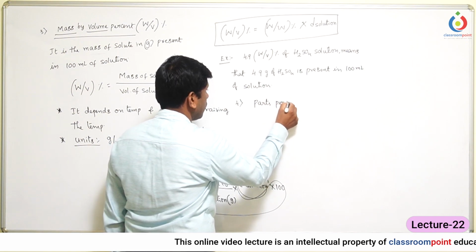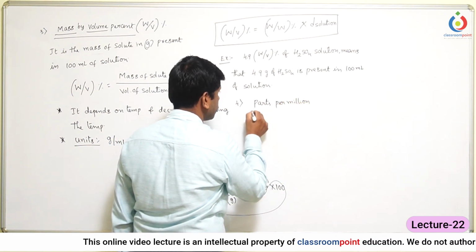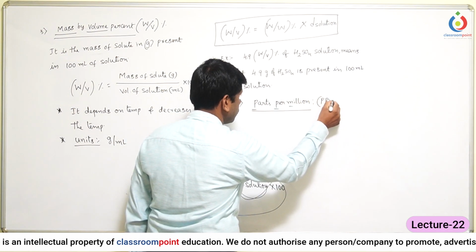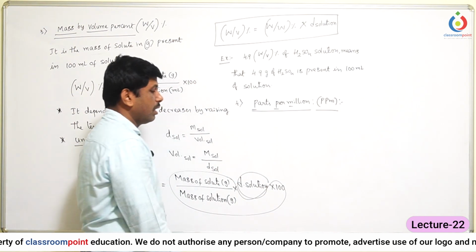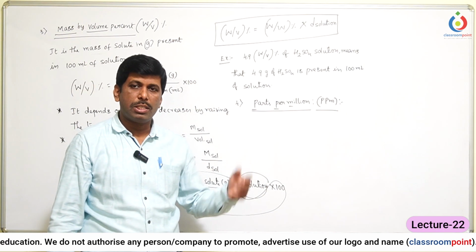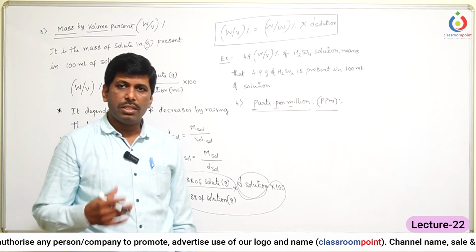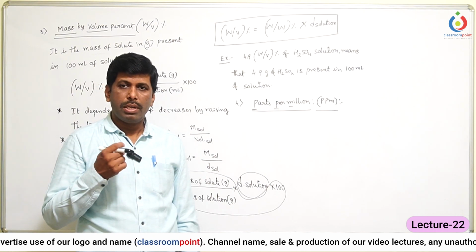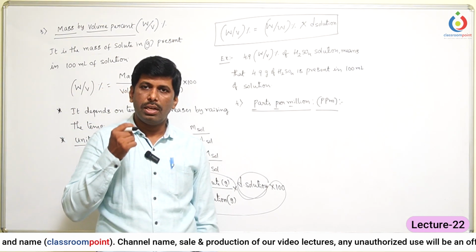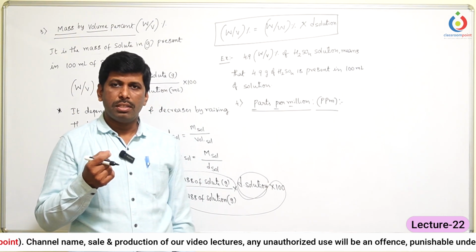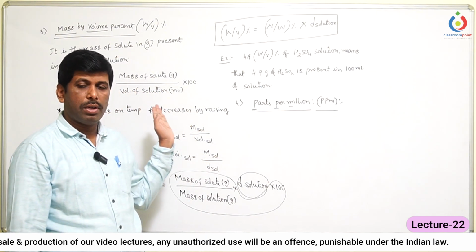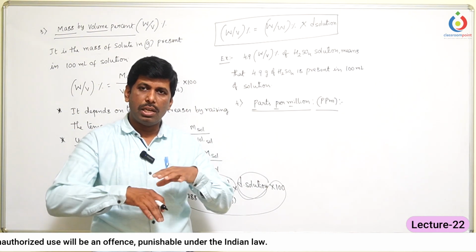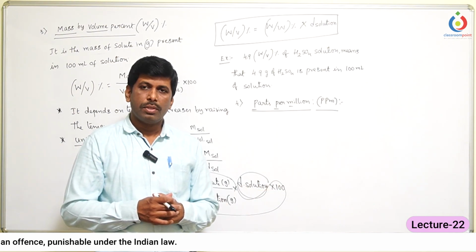That is parts per million. It is known as ppm. So what is the meaning of parts per million? Usually this parts per million is used for measuring the concentration of the solute for pollutants, because usually pollutants are present in very small quantity in nature, so their concentration cannot be measured by using only 100 ml of the solution or 100 grams of the solution, because very little quantity is present in the large quantity of the solvent or solution.